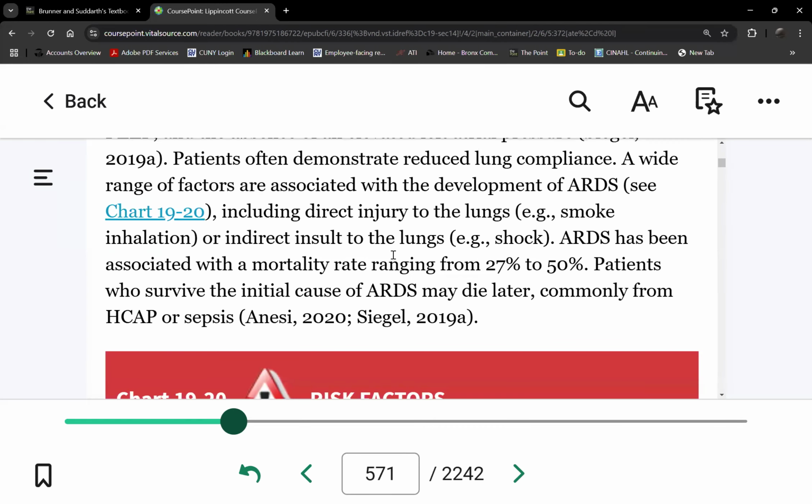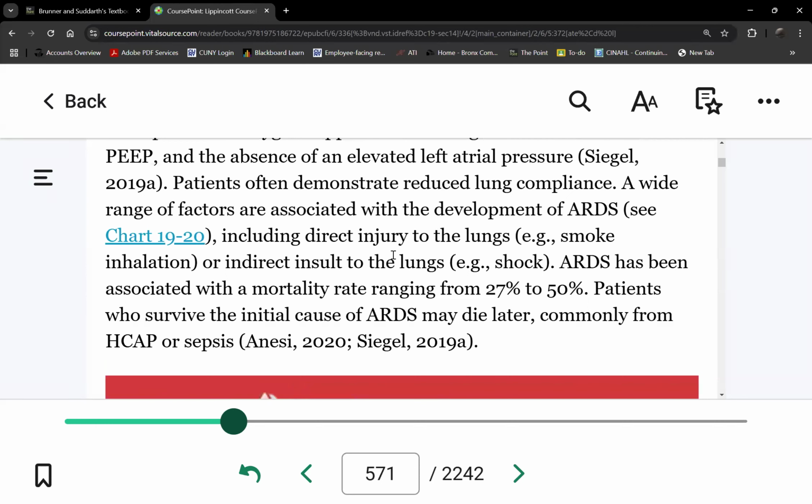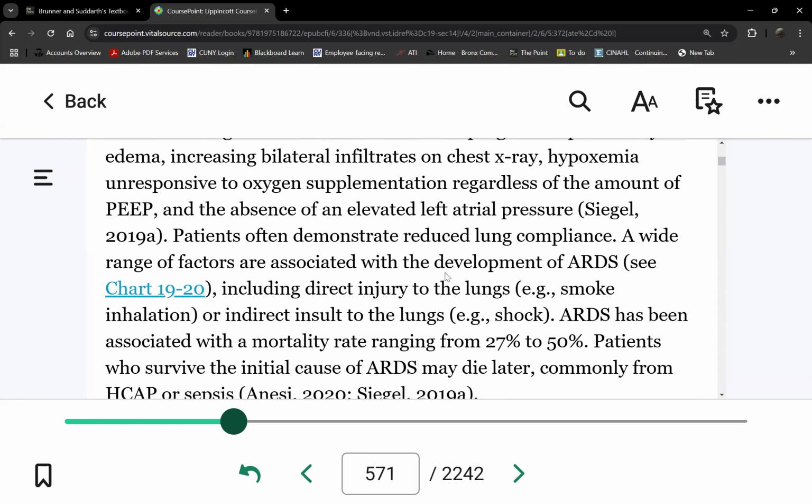So this is a defining characteristic feature of ARDS. You have refractory, or unresponsive to oxygen, hypoxemia. No matter how much oxygen you give, they do not respond. They remain hypoxemic, right? So that's the characteristic of ARDS.